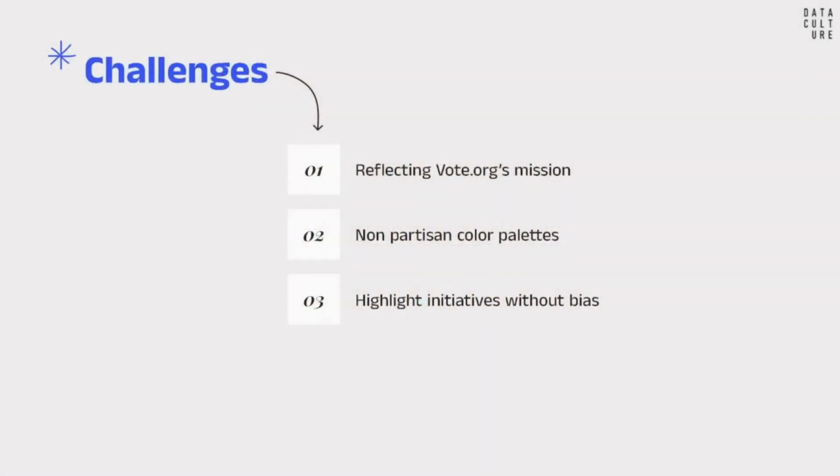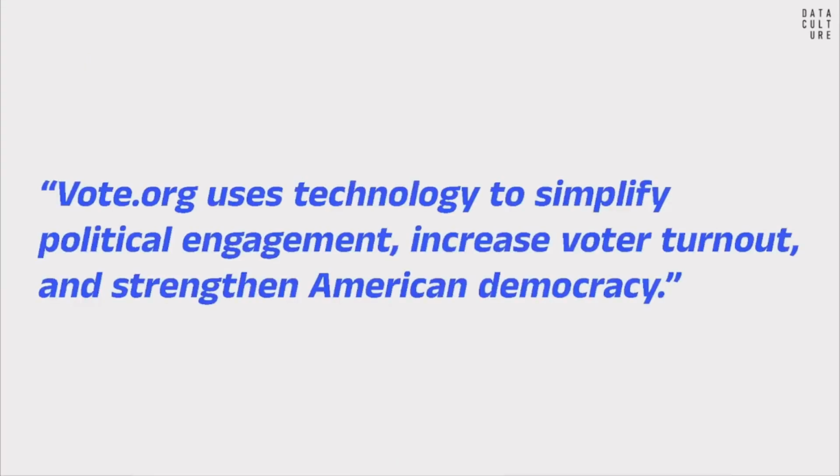So some of the challenges that we were dealing with is one, just making sure that we're accurately reflecting Vote.org's mission. The second one is trying to handle color palettes without making it too partisan one way or the other. It's a very challenging thing. And then the last one is how to highlight the initiatives they're taking without putting too much bias in one direction or the other.